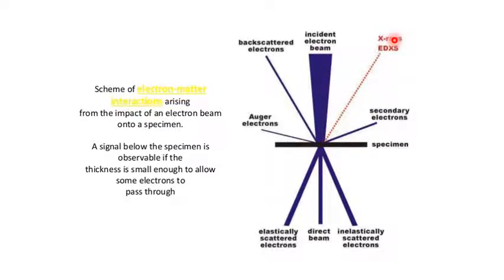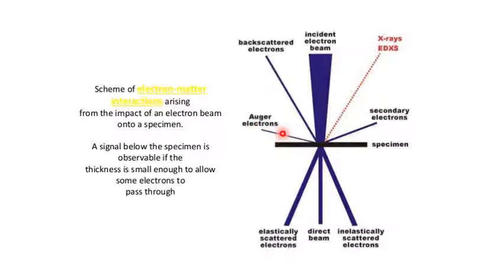X-rays can also be produced when the incident electron beam strikes the specimen, and we have already studied how X-rays are produced. Backscattered electrons are scattered back in the same direction or same site where they were incident. They are not passed through.